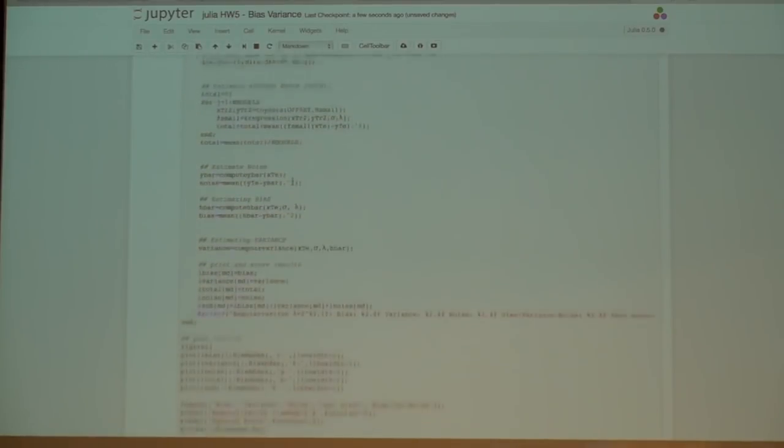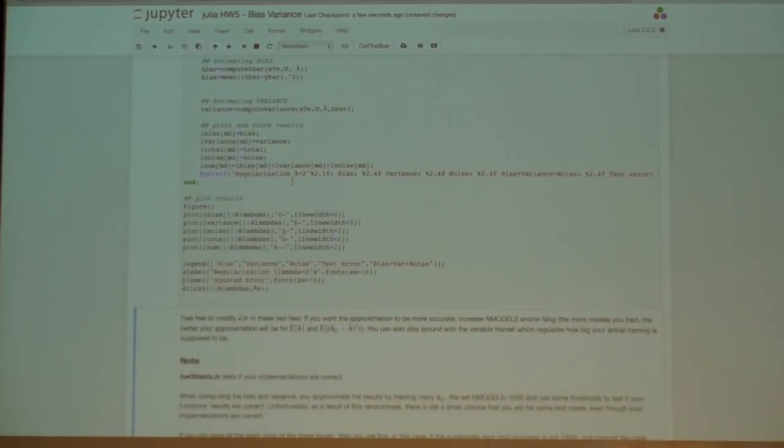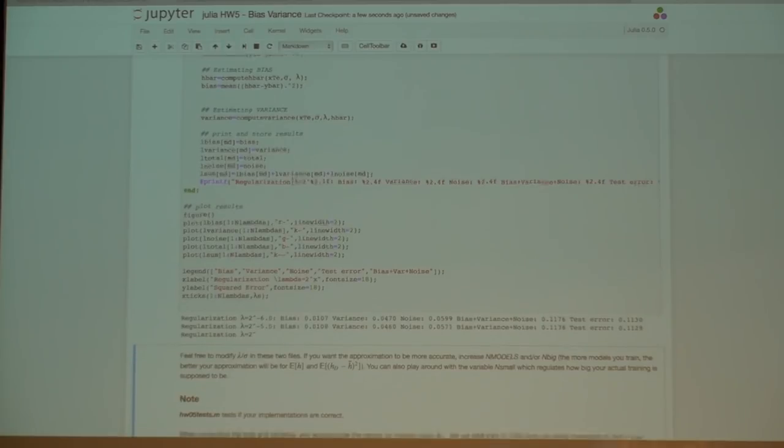Okay, so let me just tell you what I'm doing. It is still running. So here's what I'm doing. I take this data set. So now you can see it's running.